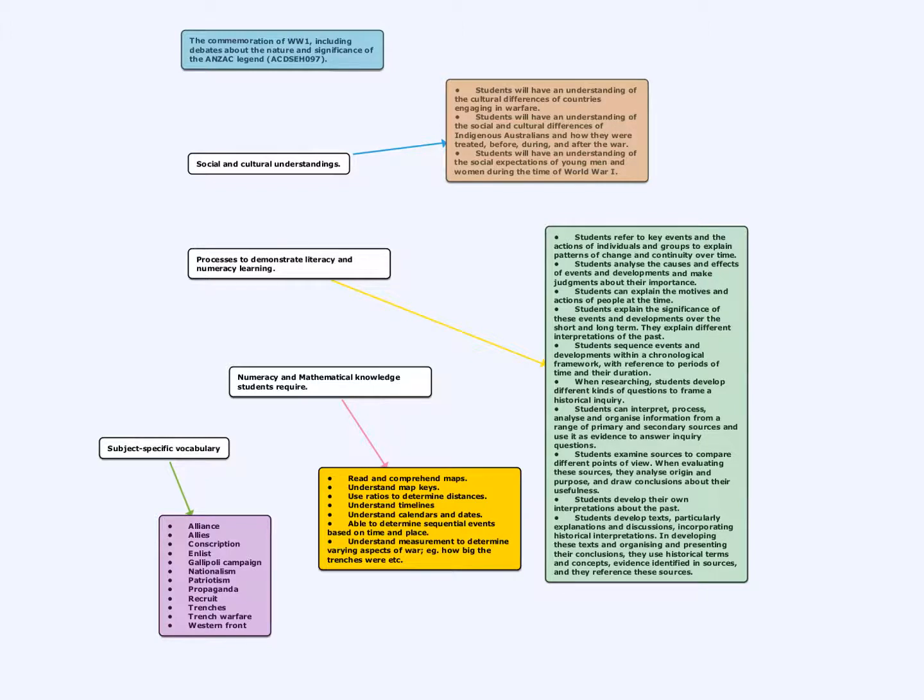Students will also have a cultural and social understanding of the time of the war, with an understanding of the cultural differences within countries engaging in warfare. Students will have an understanding of the social and cultural differences of Indigenous Australians and how they were treated before, during and after the war, as well as an understanding of the social expectations of young men and women during the time of World War I.